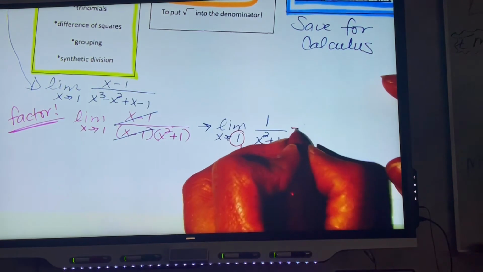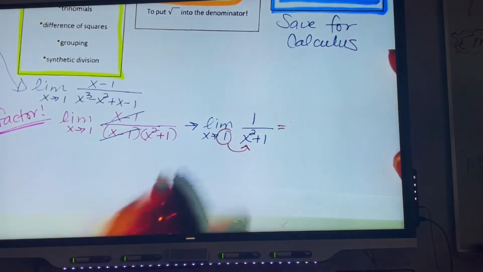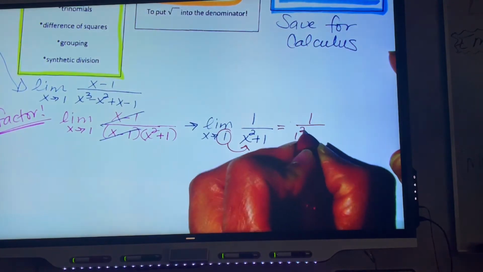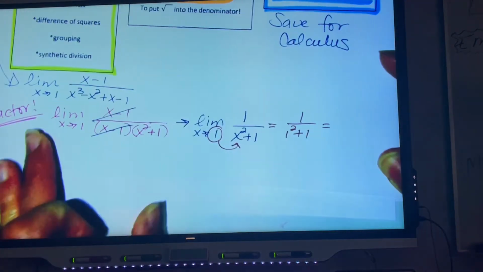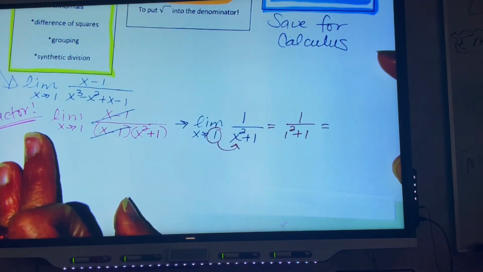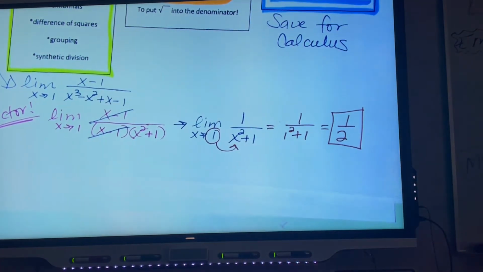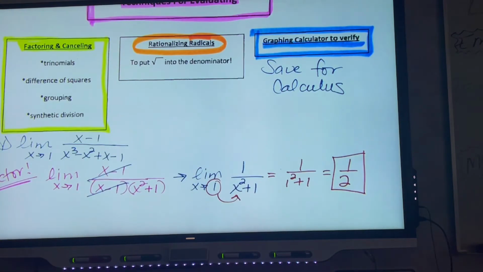So now I do not need to write limit anymore because I'm plugging in the 1. I'm taking the limit. So I'm going to have 1 over 1 squared plus 1. So what is that going to equal? 1 over 2. And isn't that what it showed on the graph? Yeah, that's what we got up here. So wait, 1 squared is 0, right? 1 squared is 1. Oh yeah, I do that. Right. Any questions on that first example?